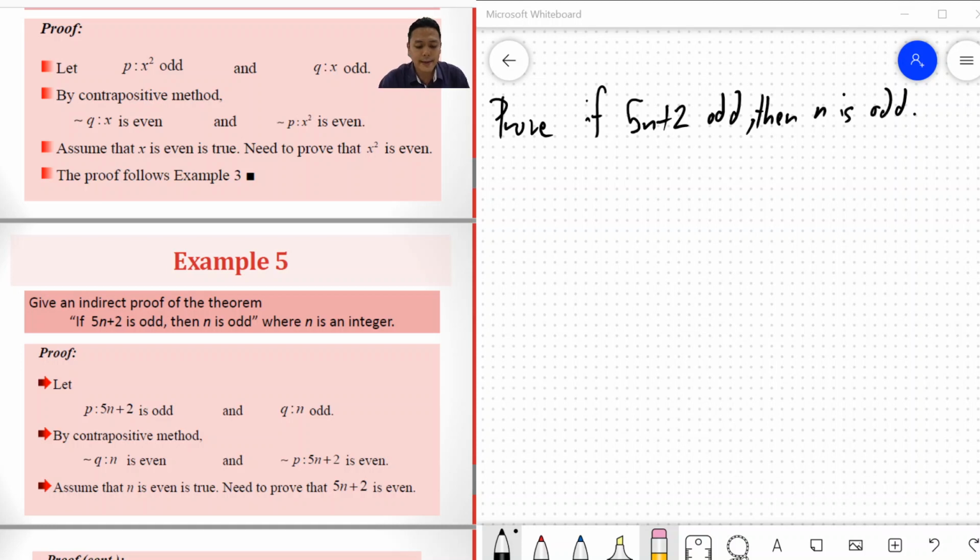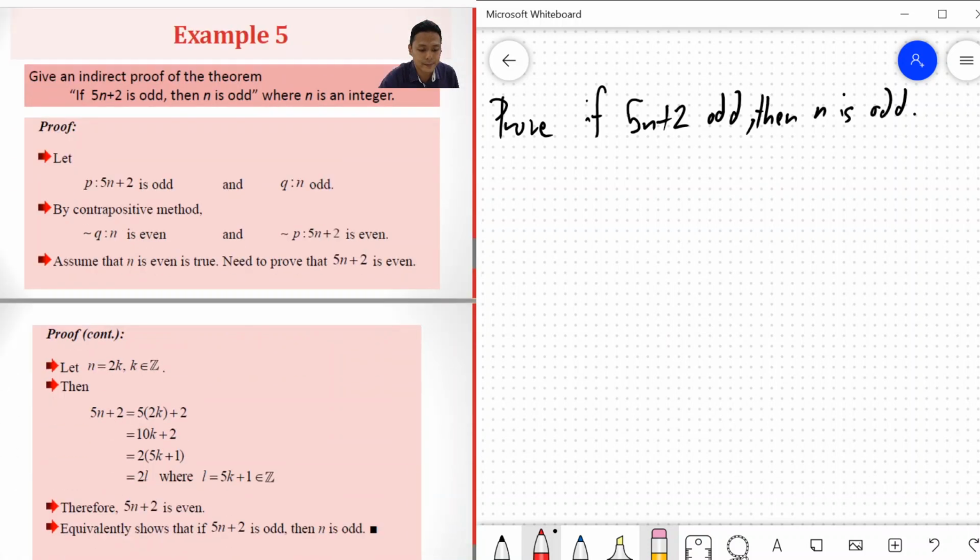We proceed to the next example. Prove that if 5n plus 2 is odd, then n is odd. I always like to start with why sometimes the direct method fails, so that you can be more convinced that we should use the indirect method for this case. If I happen to use the direct method, I will not get the answer.